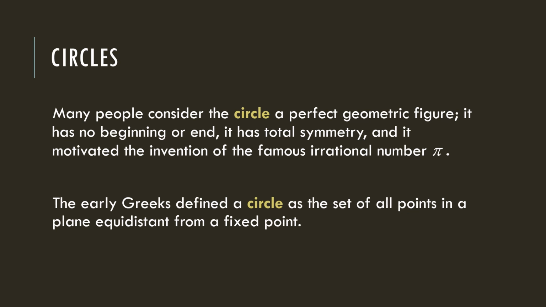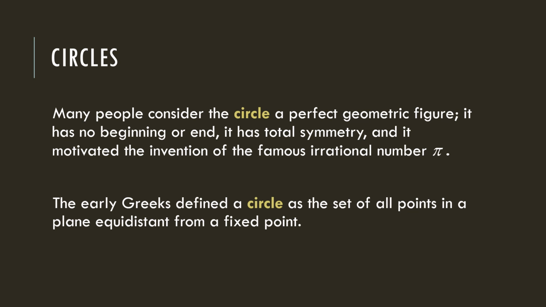Next, we're going to move on from triangles and we're going to move to circles. Many people, especially historically, believed that the circle was a perfect geometric figure. It has no beginning, no end. It has total symmetry, and it motivated the invention of our famous irrational number pi.